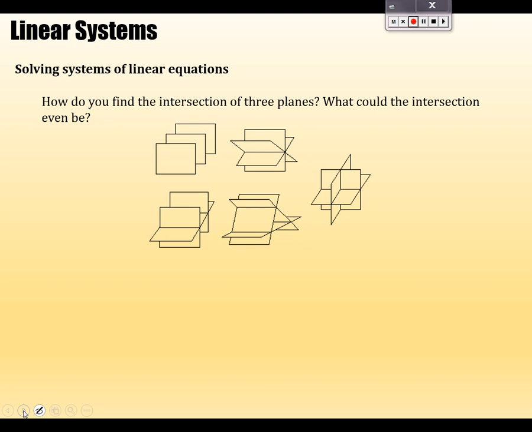Okay. Then the next question would be, which of these has a point that simultaneously lies in all three planes? That is, are there any of these that have a solution? Like that would be a good way to say it. That simultaneously satisfy all three plane equations.